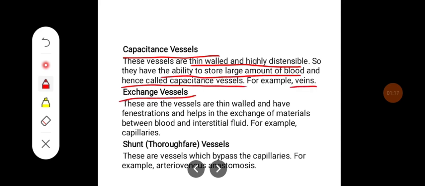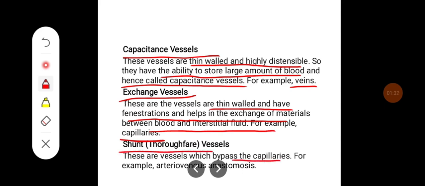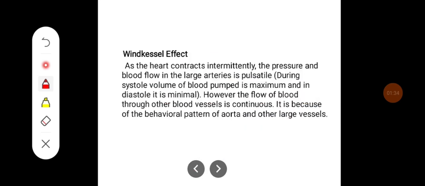Exchange vessels are thin-walled and have fenestrations and help in the exchange of materials between blood and interstitial fluid, for example capillaries. Shunt or thoroughfare vessels are the bypass capillaries, for example arteriovenous anastomosis.